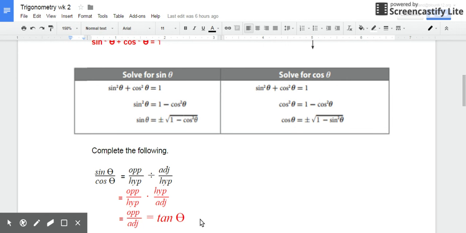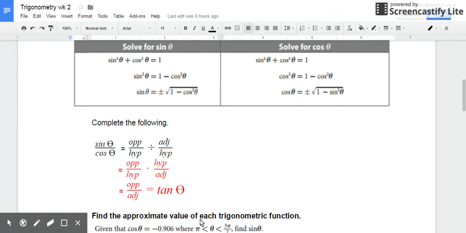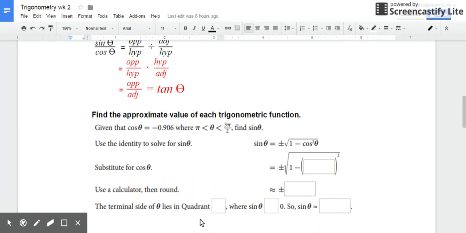And we can use that to find other values for trig functions. So keep that in mind, and we are going to do this problem that is included on your notes. So that is it for the first part of your Trig Week 2 notes.